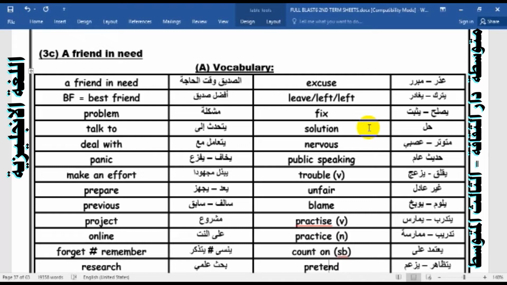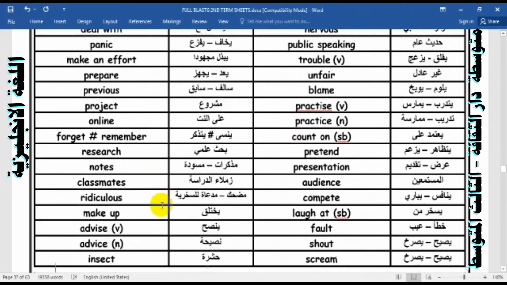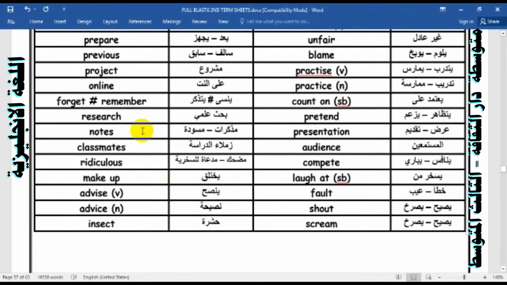A friend in need. Best friend. Problem. Talk to. Deal with. Panic. Make an effort. Prepare. Previous. Project. Online. Forget. Remember. Research. Notes. Classmates. Ridiculous. Makeup. Advise. Insect.